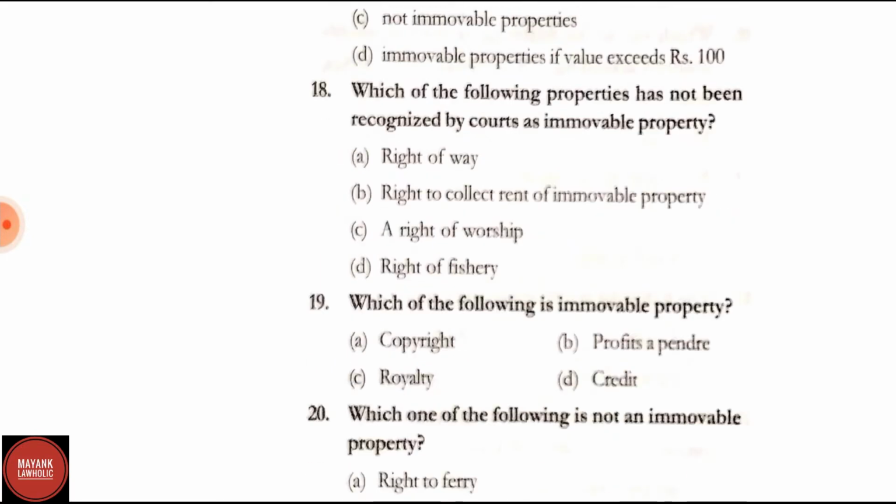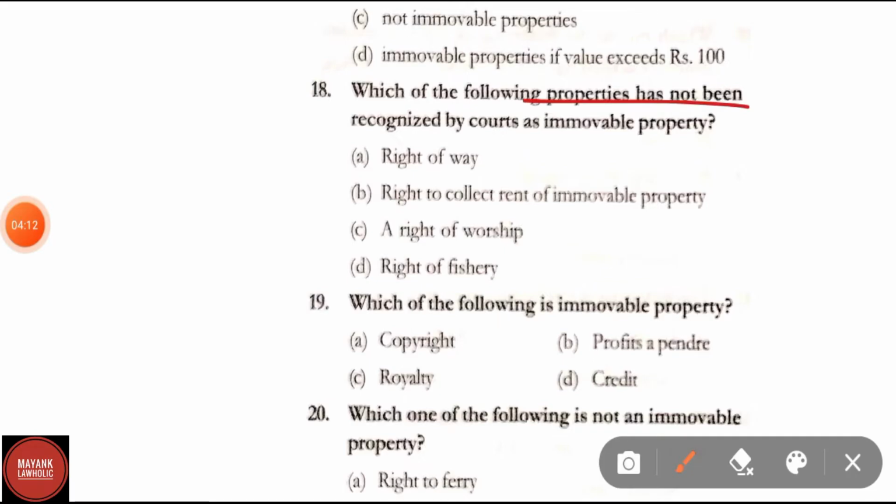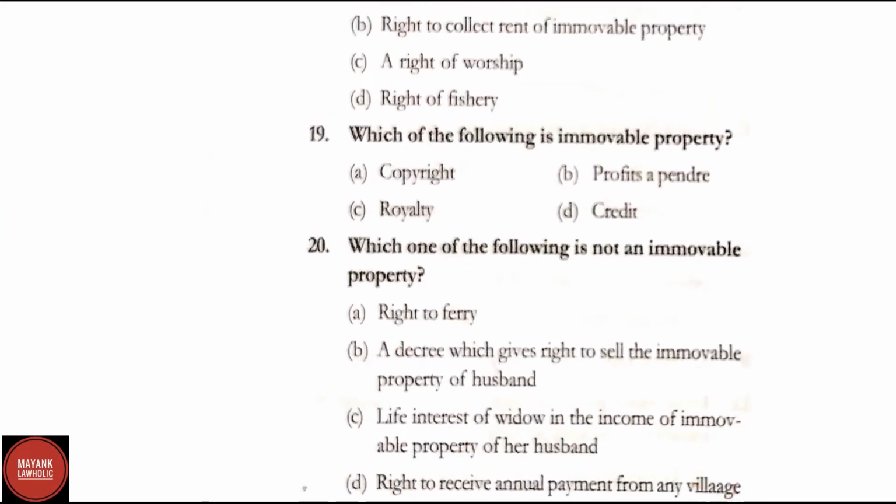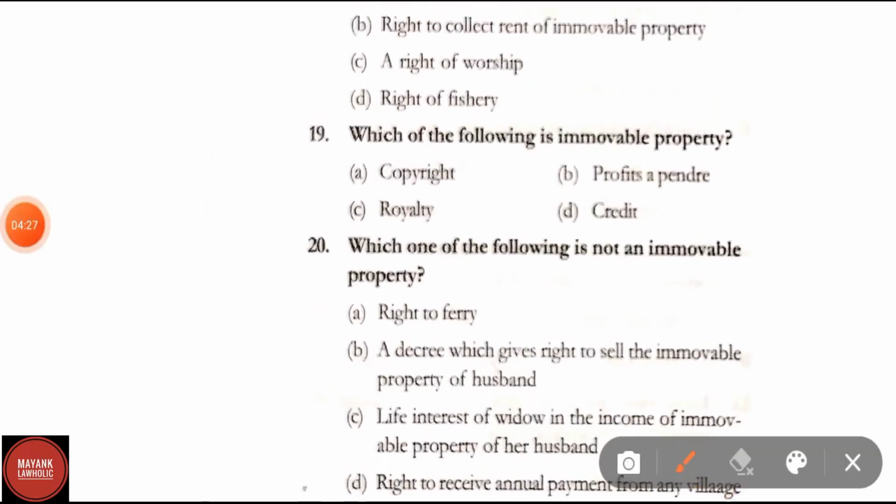Question number 18. Which of the following properties has not been recognized by court as immovable property? Right of way, right to collect rent of immovable property, right of worship, right of fishery. Correct answer is option C, that is right of worship. Question number 19. Which of the following is immovable property? Options are copyright, profits a prendre, royalty, credit. Here correct answer is option B, that is profits a prendre.